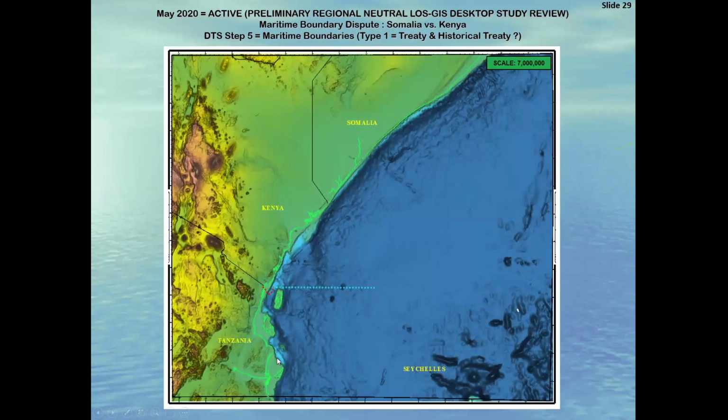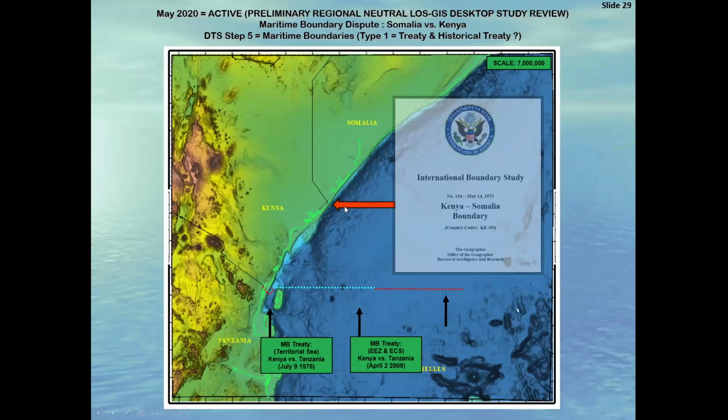Again, here is our desktop study. Here we're first looking at type 1, treaty. We have in here the historical treaty for the territorial sea between Kenya and Tanzania, July 9th, 1976, that covers the territorial sea. On April 2nd, 2009, they negotiated the EEZ maritime boundary and went on and did the ECS boundary. The focal point for today's study primarily, of course, is the unresolved boundary here.